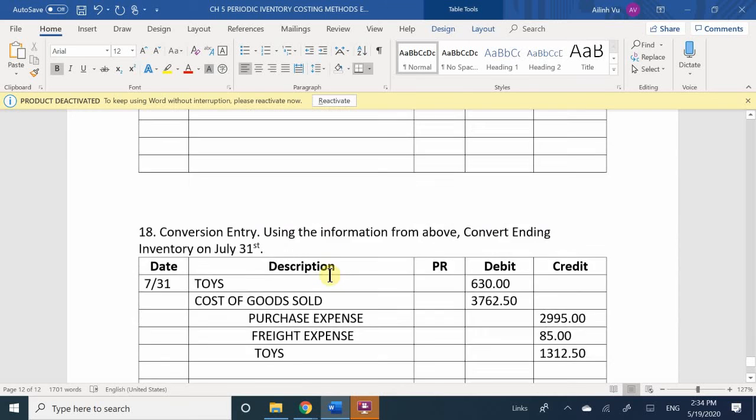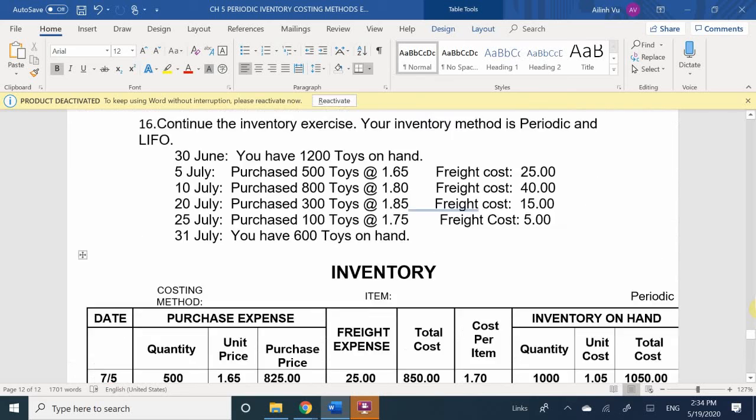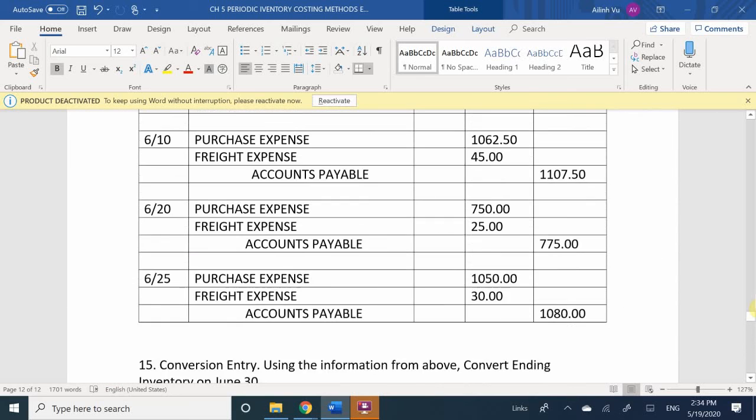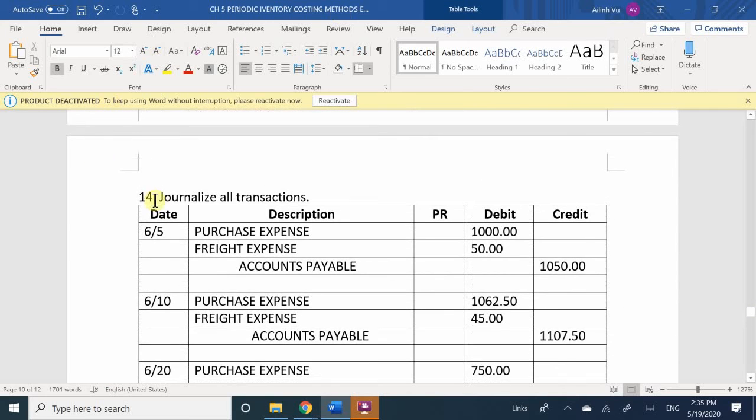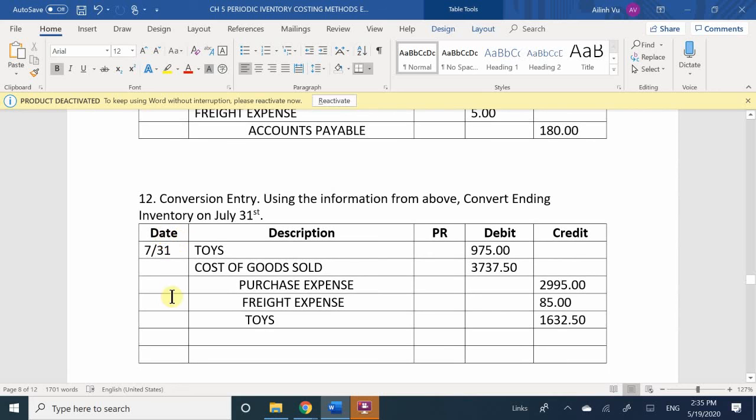Okay. That is it for this compilation. Again, this journal is pretty straightforward. You're going to be rinsing and repeating purchases expense, freight expense, and accounts payable. So everything's going to be pretty much the same thing here. Any questions about this?